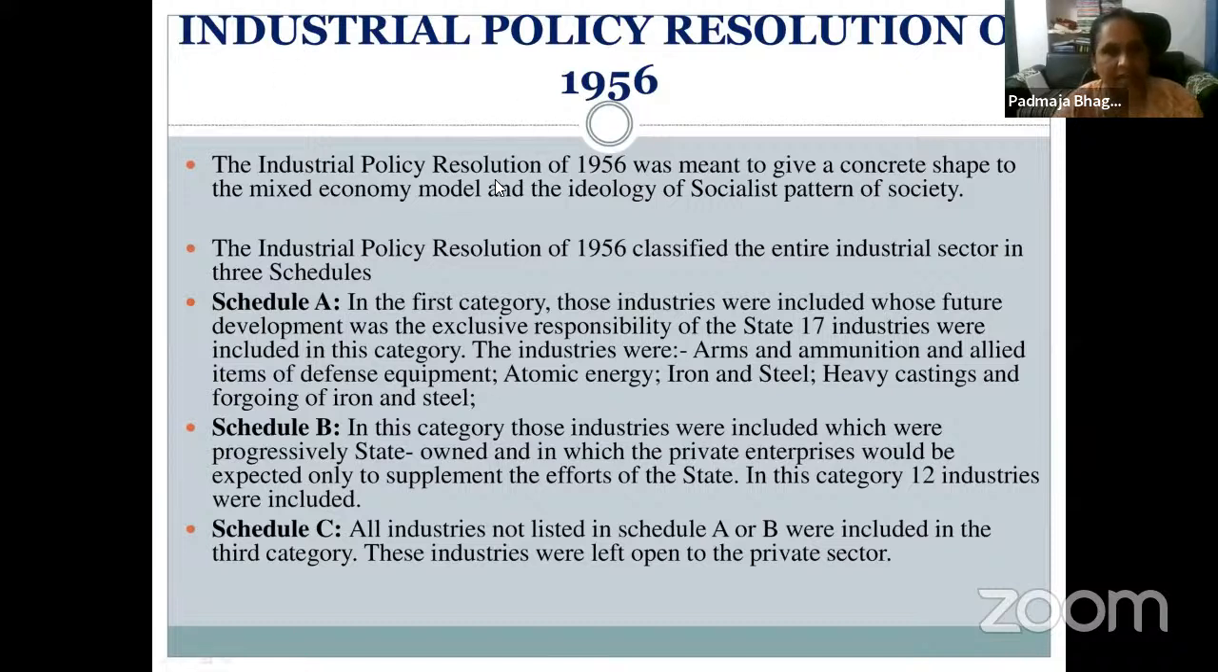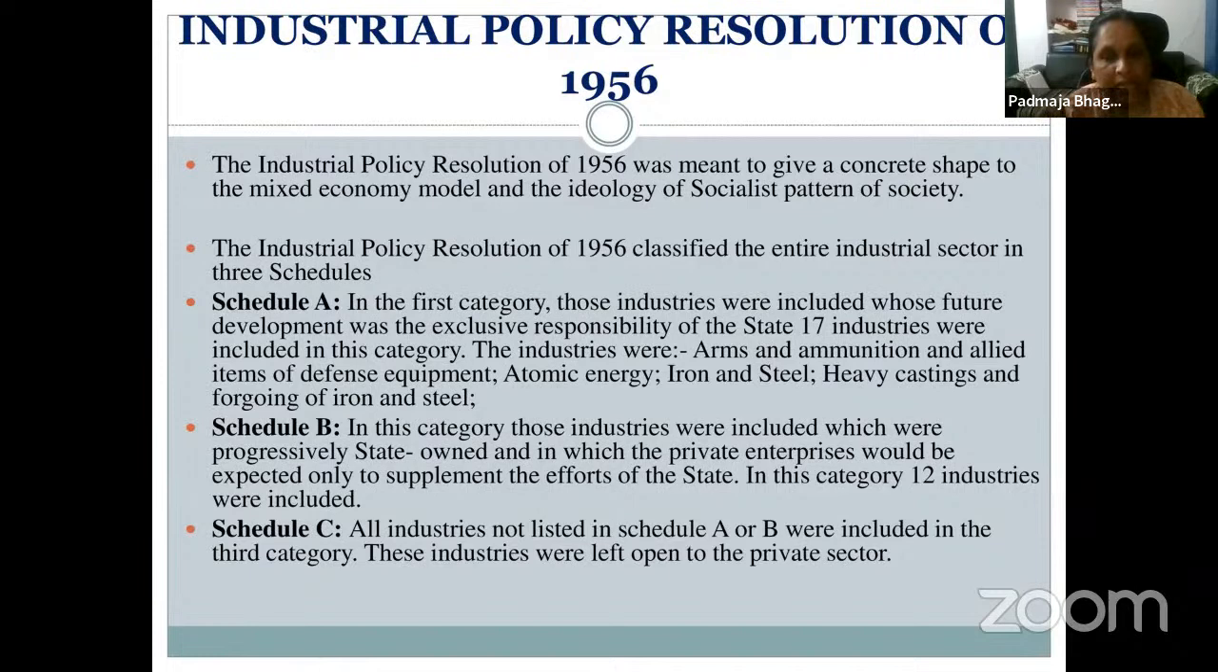The first category included industries whose future development was the exclusive responsibility of the state, and 17 industries were included in this category. These are industries like arms and ammunition and allied items and equipment, heavy industries like iron and steel and heavy casting. These are taken in Schedule A.